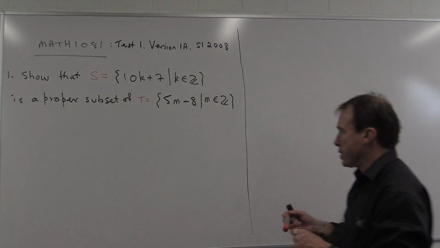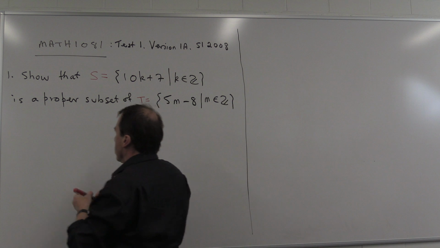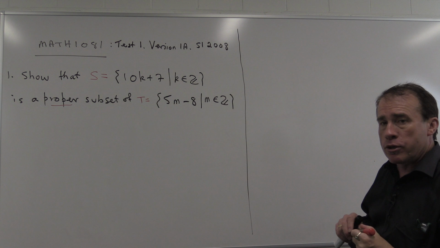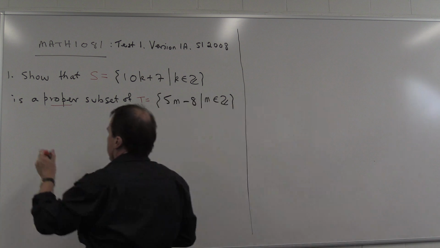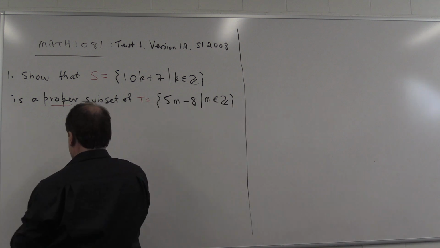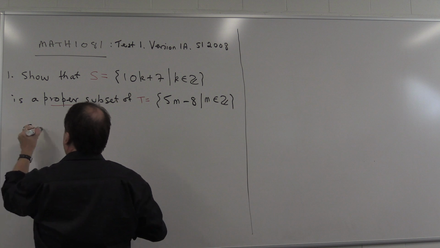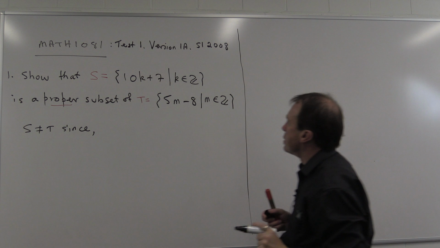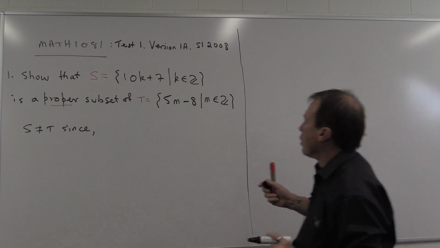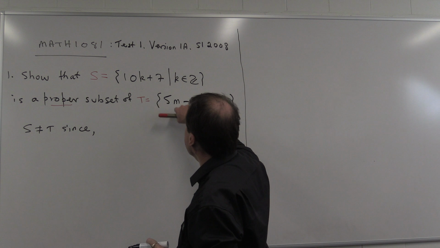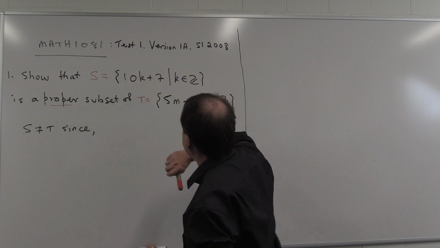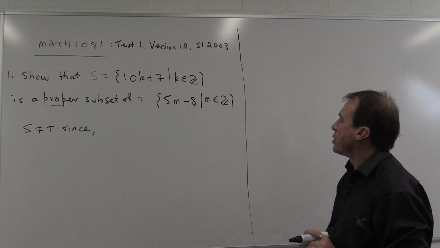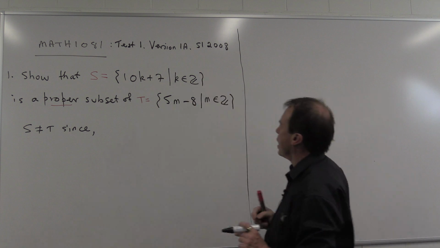Now I want to show it's a subset, and I want to show also, note the language here, a proper subset. So I might do that bit first. So we might just simply note that S and T are different. S does not equal T, since I want to find some number that belongs to this set that doesn't belong to this set. Because this one lives inside that one, but it's a proper subset, so I want something in here that doesn't belong to there.